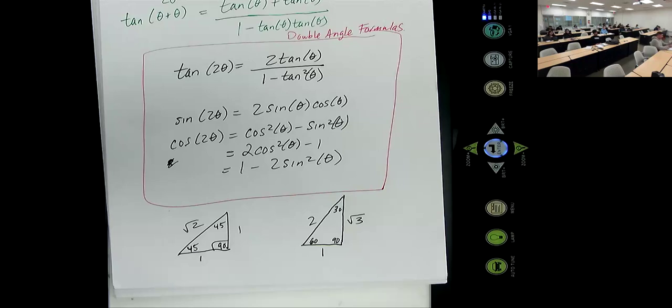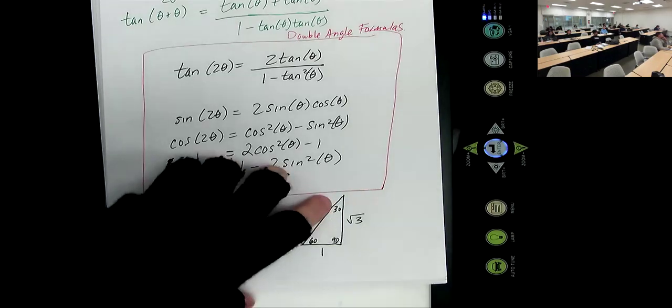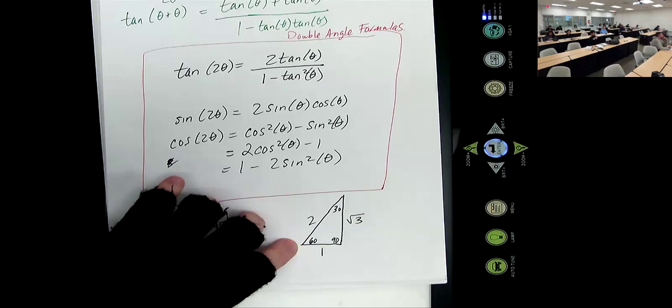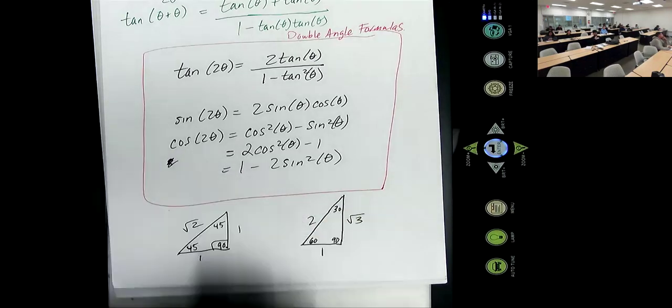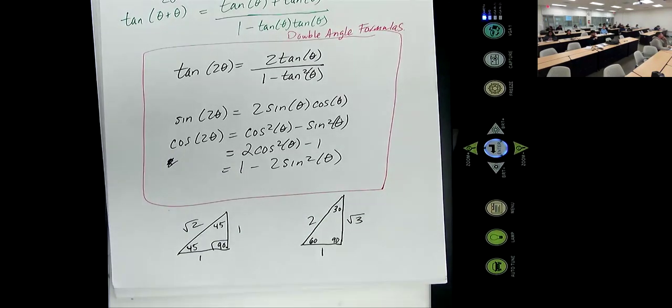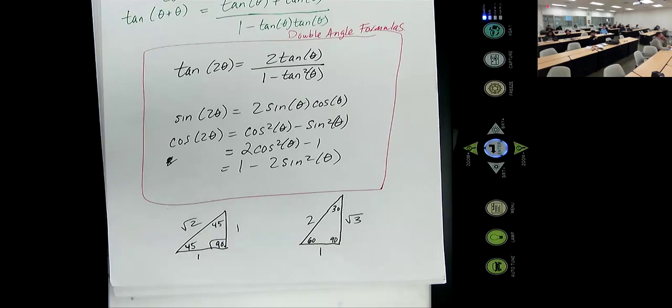The one thing that's tricky to remember is, you're gonna wanna say 30 has the 1, 60 is twice that, so you're gonna wanna put the 2 on the opposite side of 60, if you're like me. And it's not, the 2 goes on the hypotenuse.